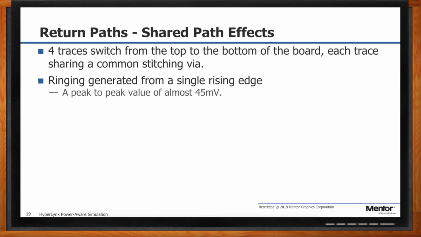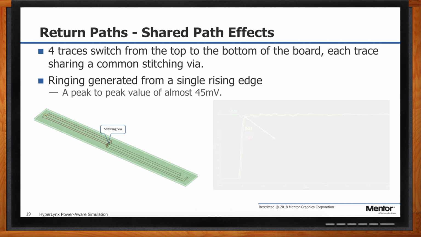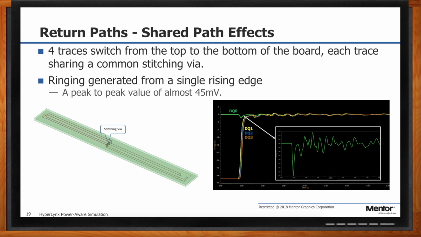But the problem is that when we start overloading ground pins, we get a phenomenon called return path sharing. It's a little hard to see in the diagram, but we've got four signals running from top to bottom of the board, four parallel traces, but only one stitching via. So I've got four nice parallel paths for the signal itself, but all of the return current has to get muddled together and go through that one stitching via together.